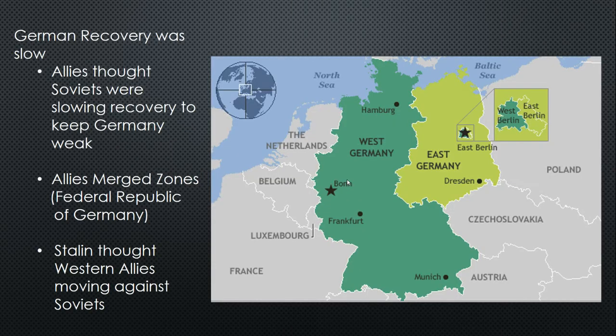So to take this a step further, the economic recovery of Germany was not going very fast. And the Allies were suspicious that Stalin was doing things purposefully to slow down that recovery. So as a result of this, the Allies are going to merge their zones together and form a whole new country out of that, which is the Federal Republic of Germany. It was oftentimes just referred to as West Germany.